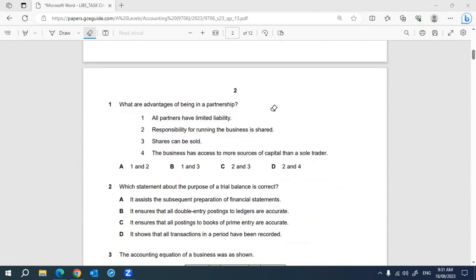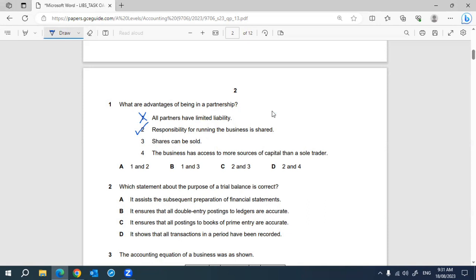Firstly, what are the advantages of being in a partnership? So all partners have limited liability. This is not true, as limited liability applies only to a company. Responsibility for running the business is shared. Yes, this is true, because each partner can complement each other.